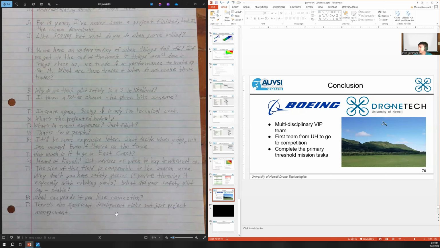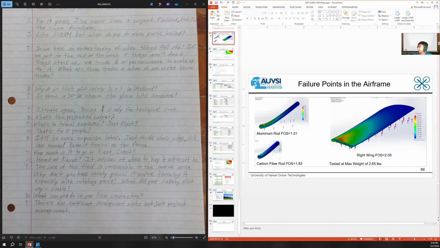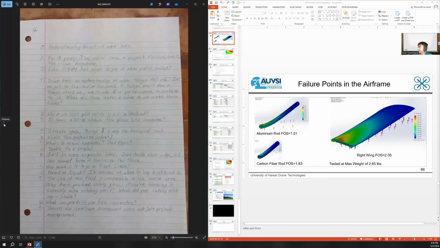There's a significant development risk, not just project management. Yeah, so there's a lot of those image processing risks, electronic risks, the question about the factor of safety, if this is correct or not. And so there's a lot of potential big problems, like things could go wrong. Okay, and I think that's the last set of notes.